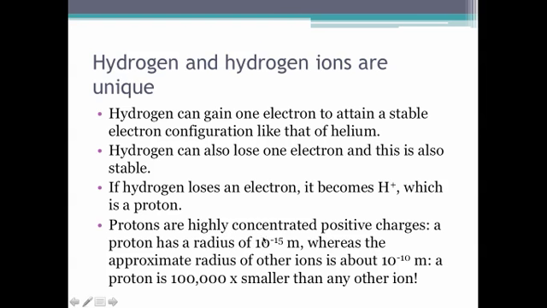And I've written this point here to press home this idea. A proton has a radius of about 10 to the minus 15 of a meter, and yet the approximate radius of other ions is about 10 to the minus 10 of a meter. You might think, well, that's not much of a difference, 10 and 15, but the difference here is not 5, of course, it's 10 multiplied by itself 5 times. In other words, a proton is actually 100,000 times smaller than any other ion. So my point here is that it then becomes a region of very high positive concentration of charge.